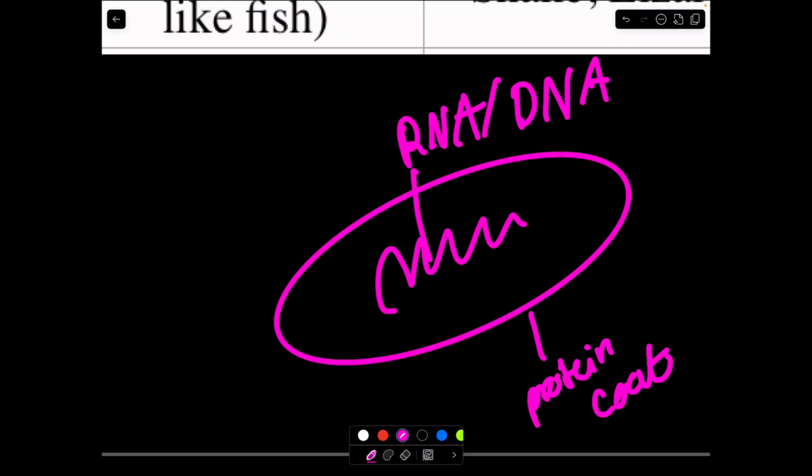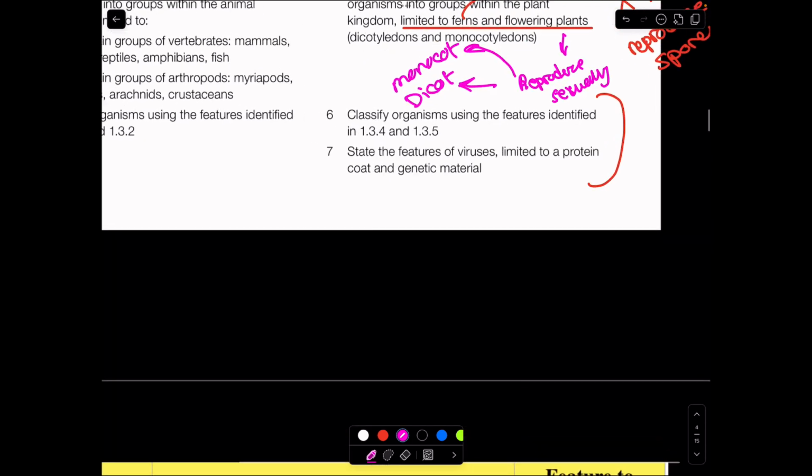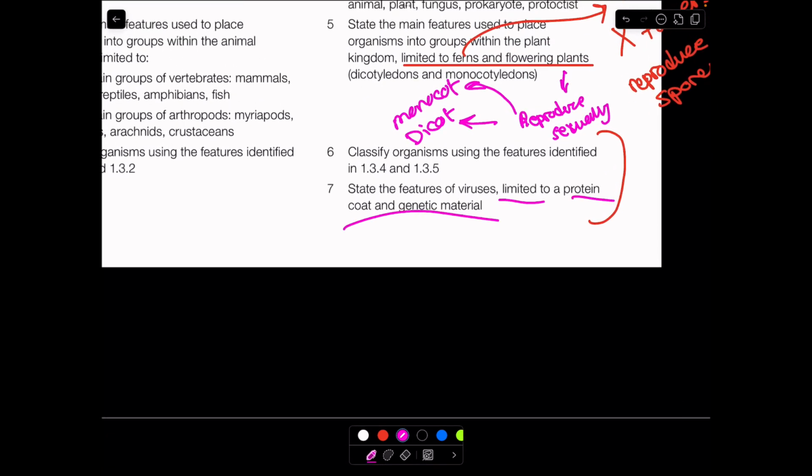They might ask you to label it as the protein coat, but if you go to the specification, they will say limited to protein coat and genetic material. That's all you need to know.